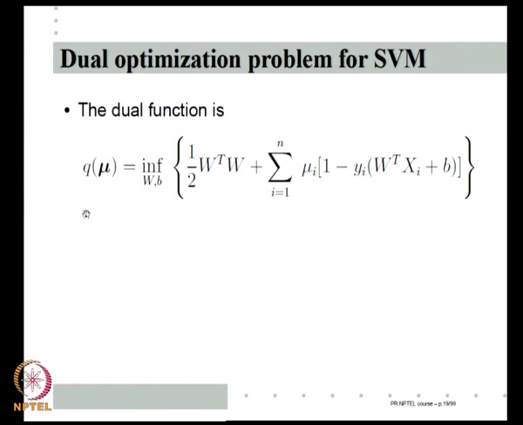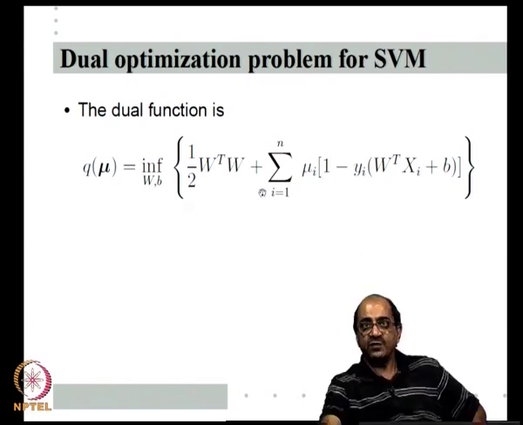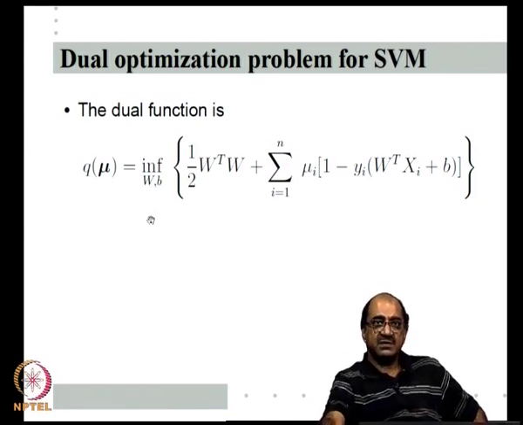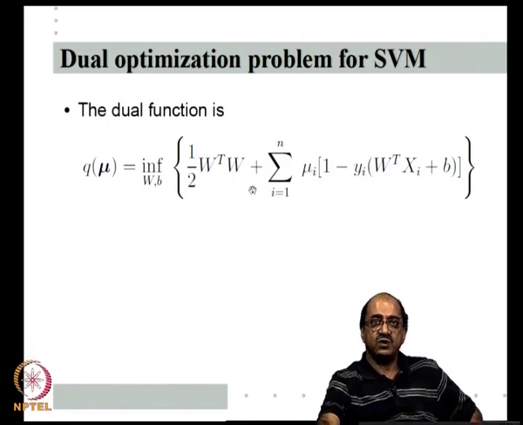It is a function of the Lagrange multipliers, q of mu, which is the infimum over the optimization variables W and b of the Lagrangian, W transpose W plus summation i equal to 1 to n mu i into 1 minus y i into W transpose x i plus b. Okay. For a given mu, I have to find the infimum of this with respect to W and b, that becomes the value of q of mu. So, ultimately I get a function of mu, and that is what I have to maximize subject to some constraint, the constraint that the mu i's are positive. That is what the dual is.